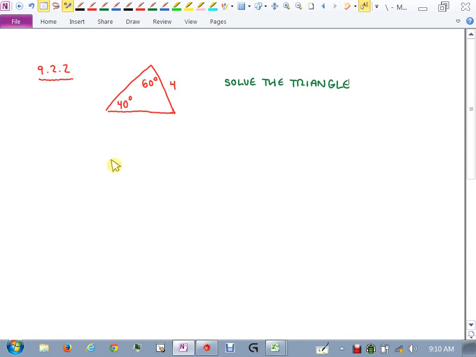So what I know is this. Let me label some stuff here. I'm going to call this angle here A, which means the side opposite of it is little a. Capital A is the angle, little a is the side. I also need to know what this side is, so why don't I label this side little b? Is that all right?